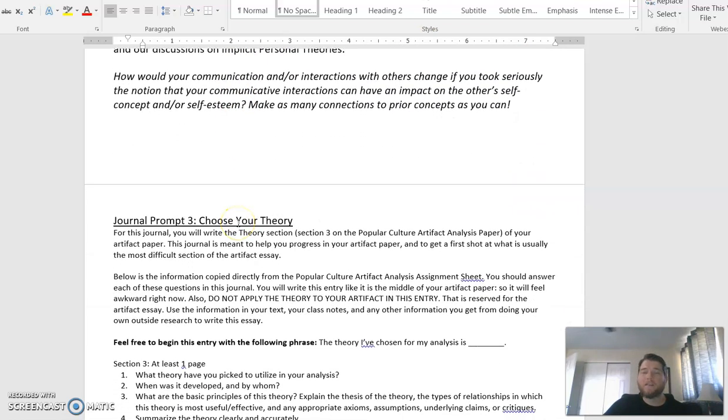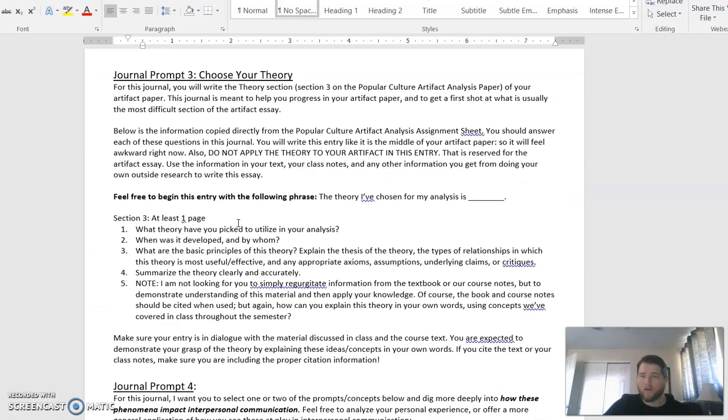Journal prompt 3 is actually going to be very important. Journal prompt number 3 is your opportunity to have a first shot at the theory section of the big artifact paper, which is our final paper in the course. I know I haven't assigned that paper yet, but I will have by the time you get to this point in the semester. This is your opportunity to take a free shot, essentially, at writing what many students find to be the most difficult part of the paper. And so you literally write section 3 of the artifact paper as a journal entry.